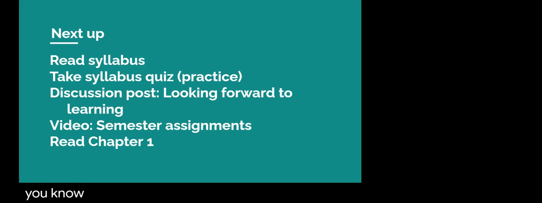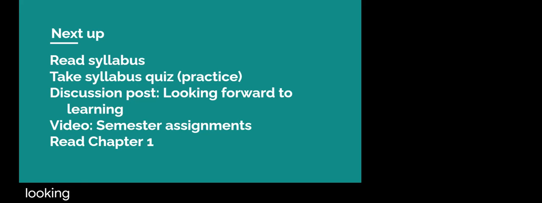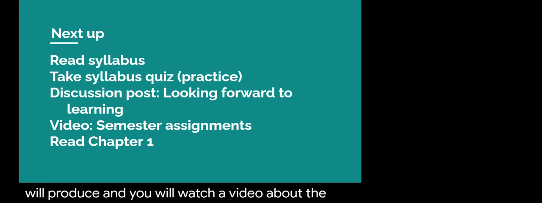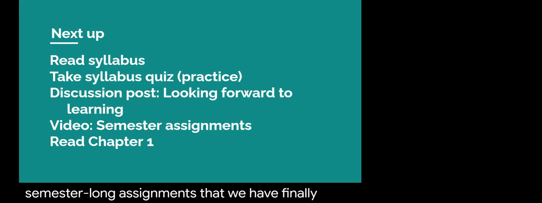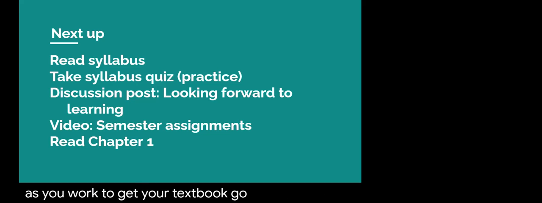So now that you know what the class expectations are, I want you to go ahead and read through that syllabus. It's really important that you do so. Then take the syllabus quiz, which will allow you to practice how we will take exams throughout the course. It also will show me that you have read through the syllabus. You'll complete a discussion post about what you're most looking forward to learning this semester. And then I will produce and you will watch a video about the two semester long assignments that we have. Finally, I have provided chapter one from the textbook for you as you work to get your textbook. Go ahead and read that chapter before next week, when we will start covering mass communication models and mass communication theories.